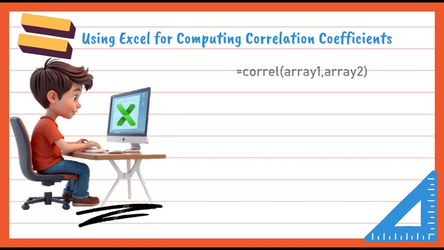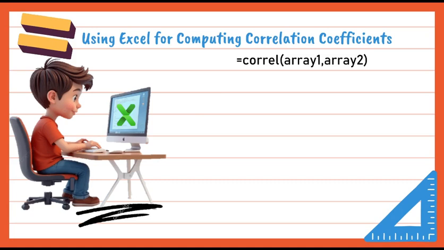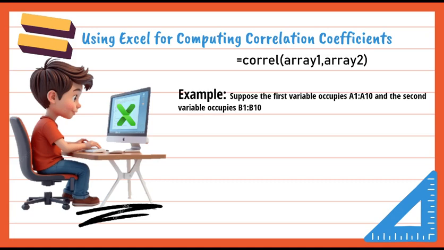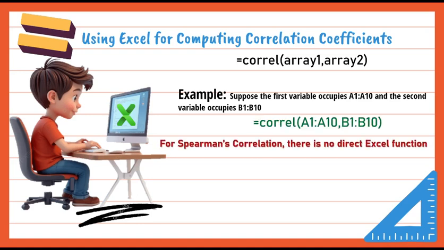If we want to compute in Excel, then we use the command CORREL. Then we select the cells where we have stored the first set of observations, then a comma, and then we give the cell address of the variables where we have the second set of observations. Suppose I have the first set of variable occupying A1 to A10 and the second set occupying B1 to B10. The values should be in pairs. We cannot have an unequal number of values. In that case, CORREL(A1:A10,B1:B10), close the bracket, and press enter to get the correlation coefficient.